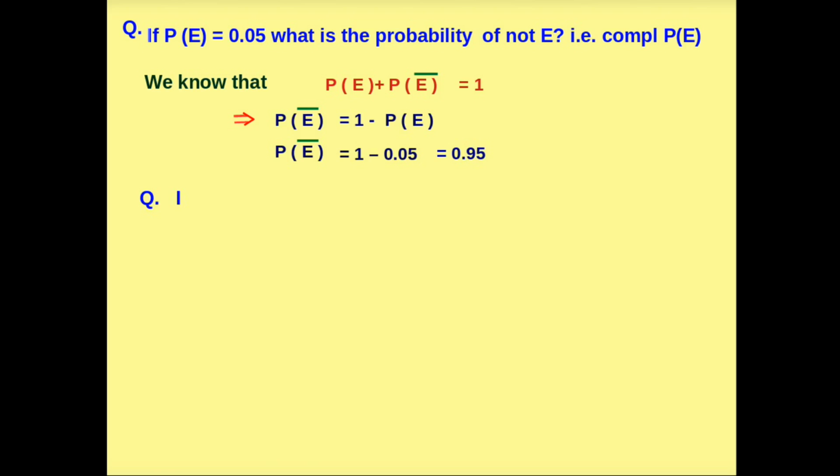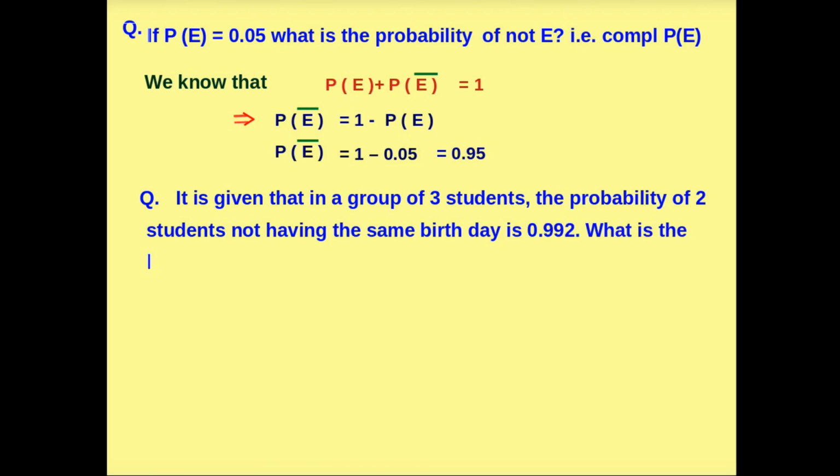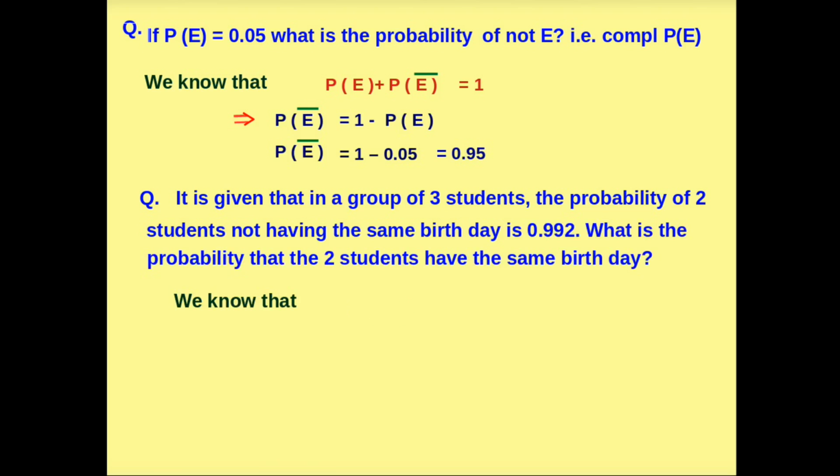It is given that in a group of 3 students, the probability of 2 students not having the same birthday is 0.992. What is the probability that the 2 students have the same birthday? We know that P(E) plus P(E naught) equals 1. P(E) is equal to 1 minus P(E naught). That is, P(E) is equal to 1 minus 0.992, which is equal to 0.008.